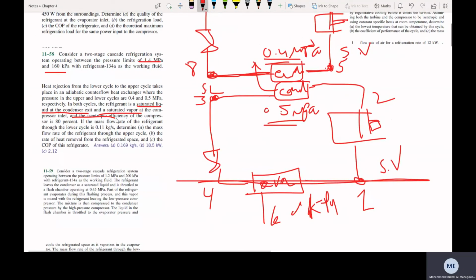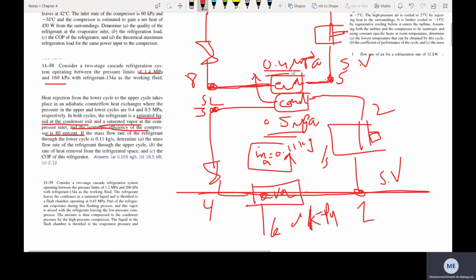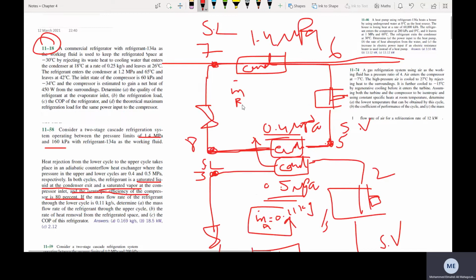And the isentropic efficiency of the compressor is 80%. So again, we have an isentropic efficiency for both of these compressors. If the mass flow rate of the refrigerant through the lower cycle, so here I'll put m dot in this cycle. I will call it m dot 1, which is 0.11 kilograms per second, or let me be consistent with the terminology in the book, so call it m dot a, and this is m dot b, which is equal to, he wants me to find it actually.